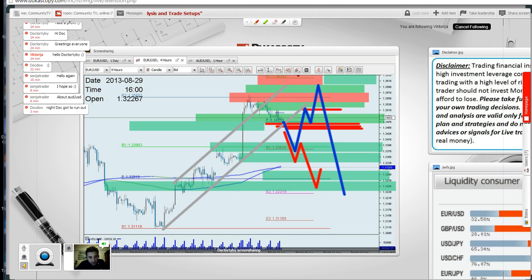I expect price till the end of next month to go back to 1.31, even to break it to 1.30, but this will come only with a strong fundamental, which we don't have right now. We have strong fundamentals in favor of the euro. Okay.